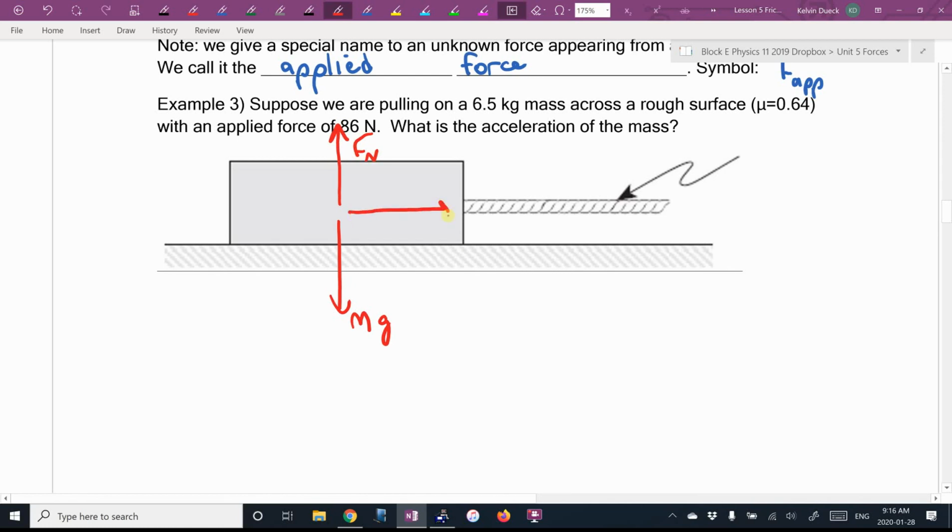We're pulling with an applied force. Boy, I drew that badly. Let's try that again. F applied. Is there friction? How do I know? Anytime I say rough surface or give you a coefficient of friction, that's me saying you better include friction. Now here's the question. My friction arrow, which way is it going to point? Is it going to be bigger, smaller, or the same size as F applied? How do I know it has to be smaller?